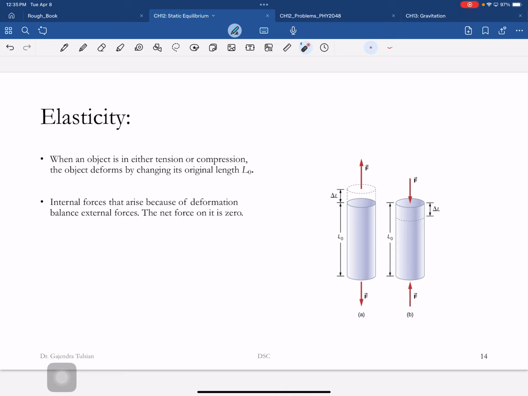All right, so here's an object. We'll apply two different kinds of forces on it. What is this force doing? Let's say you have an object and you grab onto it from either end and pull. This is what is called a tensile stress. So you're trying to elongate it. And here's the same object. You're applying the same forces, except that now you're compressing it.